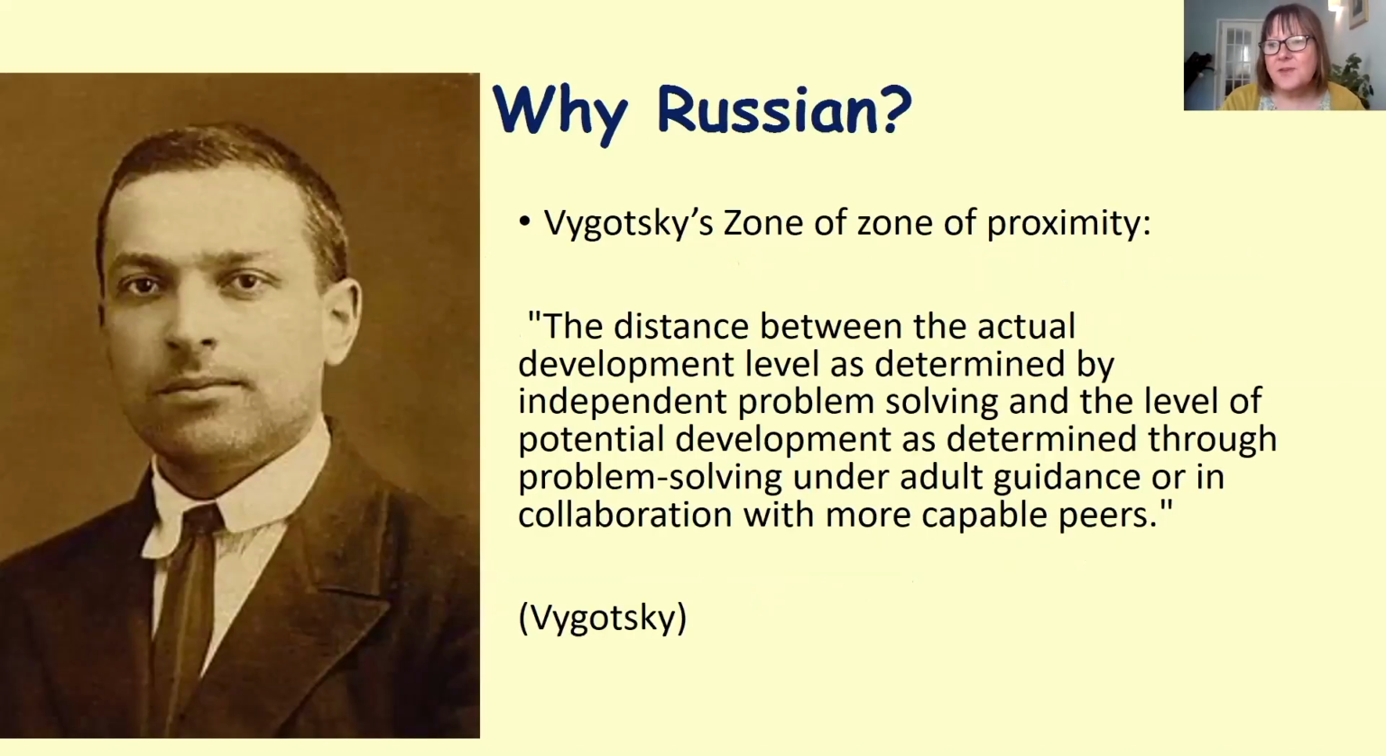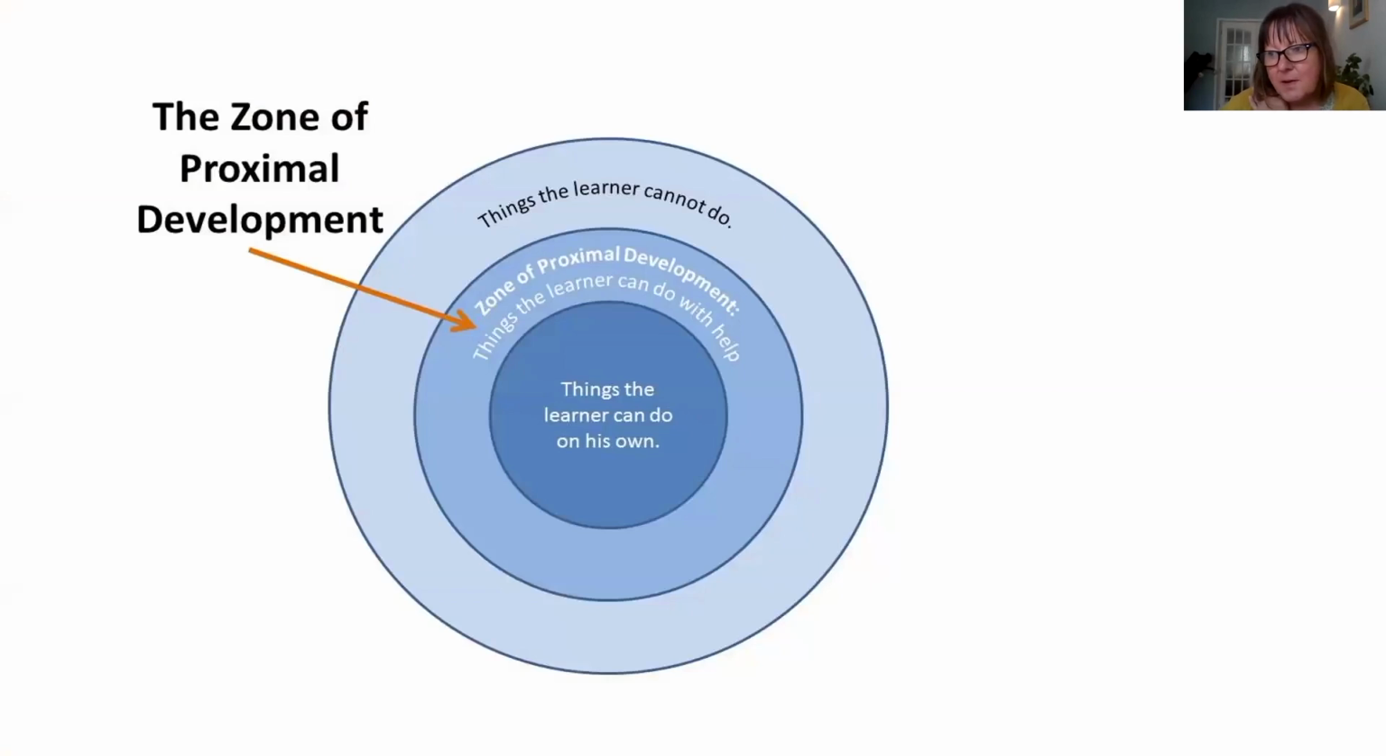So why Russian scaffolding? Vygotsky came up with the zone of proximal development. It's best understood as the difference between what a learner can do without help and what he or she can do with help, as demonstrated by this diagram. Vygotsky stated that a child can follow an adult's example or that of a more able peer and gradually develop the ability to do certain tasks independently.